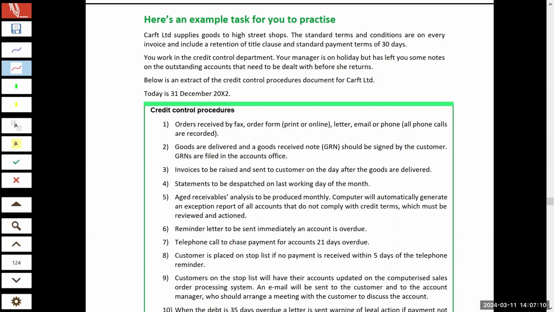We're told that Corp Limited supplies goods to high street shops. The standard terms and conditions on every invoice include a retention of title clause and a standard payment term of 30 days. You work in the credit control department. Your manager is on holiday, but has left you some notes on the outstanding accounts that need to be dealt with before she returns. Below is an extract of those procedures.